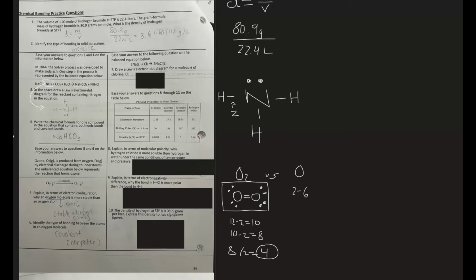7. Draw a Lewis electron dot diagram for a molecule of chlorine. So let's move over here. So we look at chlorine, right? We're going to do the same strategy we did before with these. We look at chlorine. How many total valence electrons? It has 7 each. So 7 plus 7 is 14.